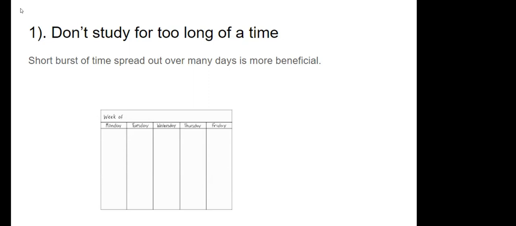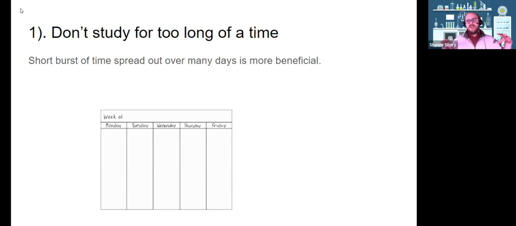I've done it before. So the more you can stretch out your learning and make shorter chunks of time more often, the more beneficial it will be for studying.